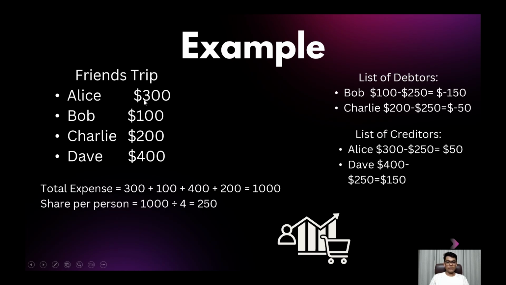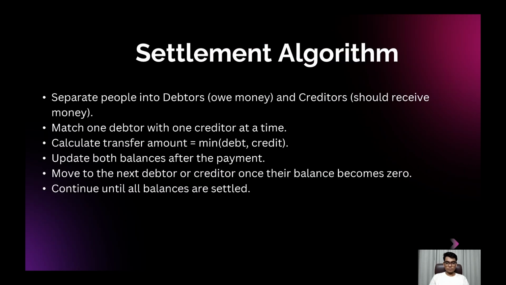Alice, for example, spent $50 more than the fair share. Therefore, Alice is a creditor. Bob is a debtor with a debt of minus $150. Charlie, a debtor of $50. And Dave, again a creditor with an amount of $150. It can be clearly seen that a list of debtors and a list of creditors is also stored. In my code, I have also defined two vectors, debtors and creditors, which will store the index of the person. I will explain it further.